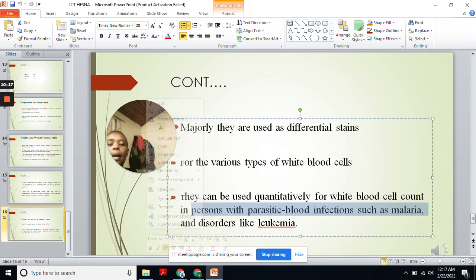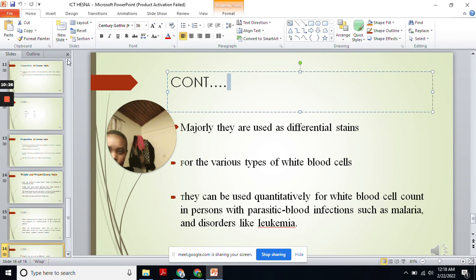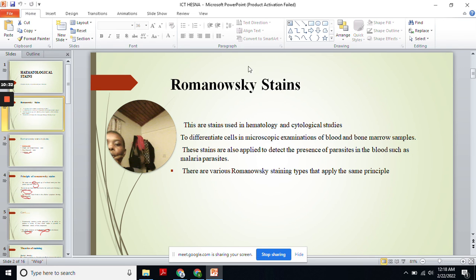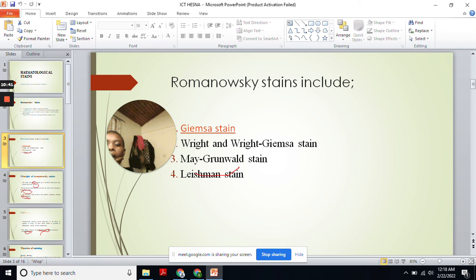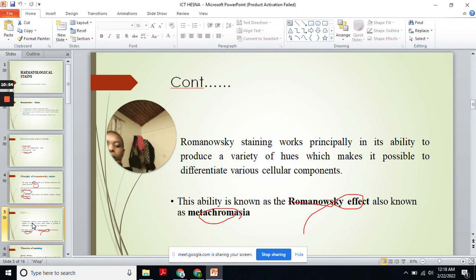disorders like anemia. So what have we learned today? We have learned about hematological stains, and we have seen they are called Romanowsky stains. There are many types of Romanowsky stains. We have the Giemsa stain, the Wright, and the Wright-Giemsa stain. We have the May-Grünwald stain, and then we have the Leishman stain. They share the principle. They also share the components. Their main aim is the ability to stain the nucleus and the cytoplasm.